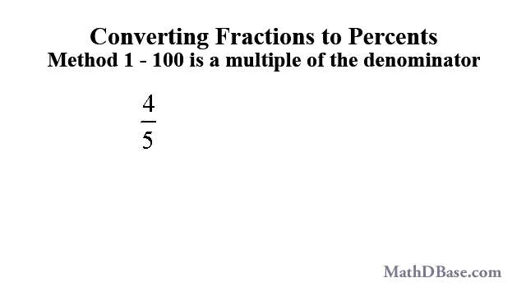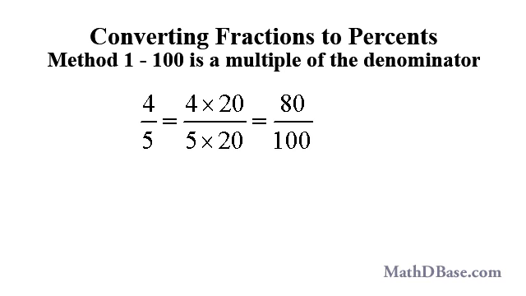For example, to write 4 over 5 as a percent, since 100 equals 5 times 20, 100 is a multiple of 5, and 4 over 5 is equal to 4 times 20 over 5 times 20, which is equal to 80 over 100, or 80%.